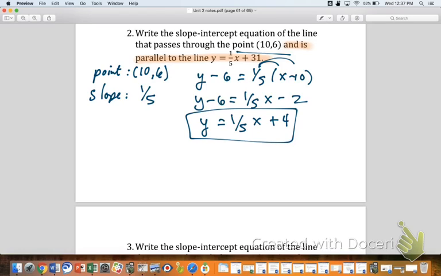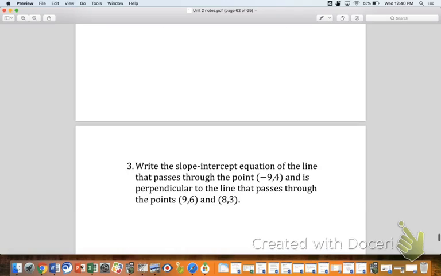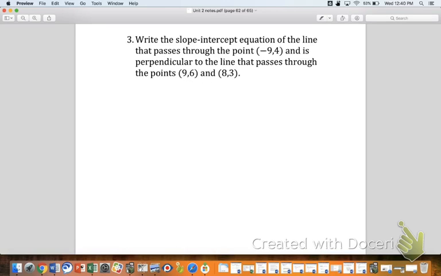Let's take a look then at number 3. Number 3 says, write the slope-intercept equation of the line that passes through the point (-9, 4) and is perpendicular to, this is where it goes different, the line that passes through those 2 points. It's a little bit different, isn't it?